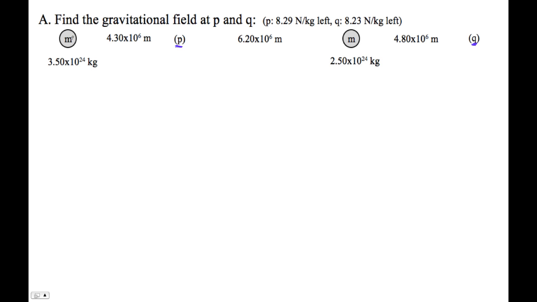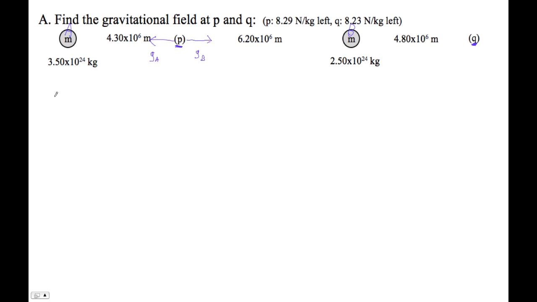All right, I'm going to call this mass A. I'm going to call this mass B, just so we can keep things straight. Gravitational fields are toward the mass. So the gravitational field of A at point P is to the left, and the gravitational field due to mass B is to the right. It's toward the masses, so that's relatively simple.